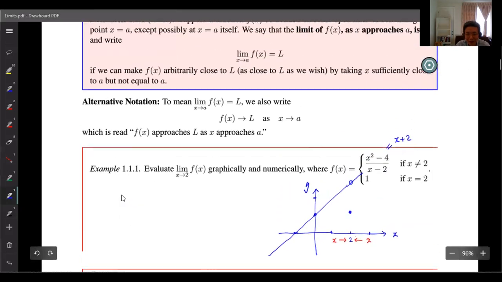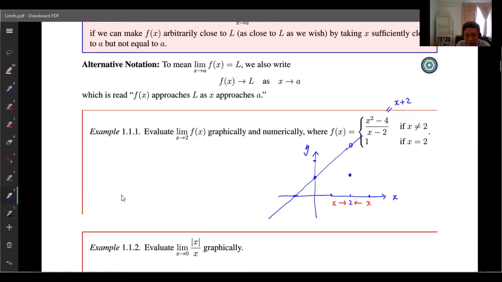We can easily see here, looking at our graph, if you look at the points on the graph, the corresponding points will get closer and closer to this point. That makes sense, right? Now if you look at the value of the function, the value of y.